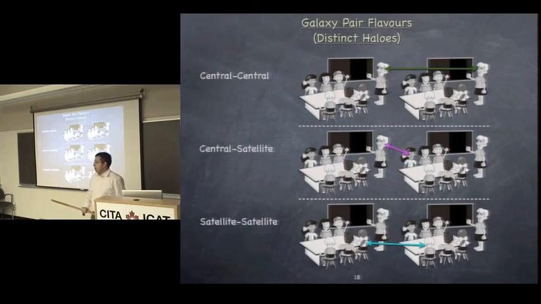A priori, it's hard to know which kind of flavor is going to dominate. One way to find out is to actually measure this, and that's what I did. My claim before was that if your galaxy pair involves two galaxies dominating one dark matter halo, most likely these things are interacting strongly and are about to merge. Okay?